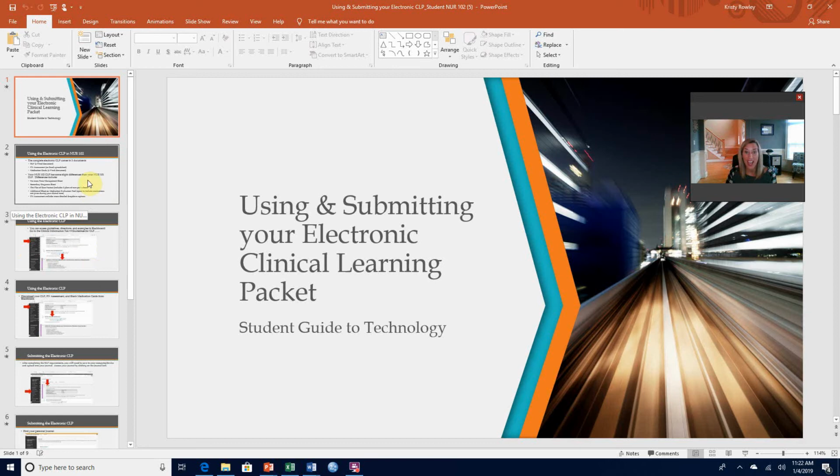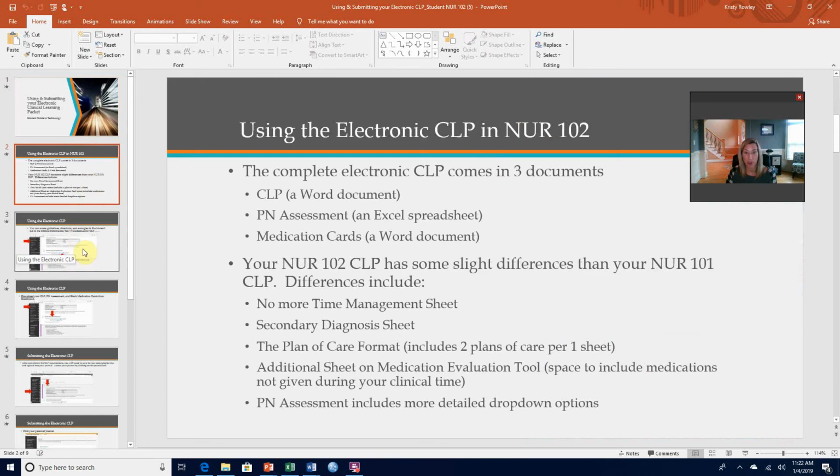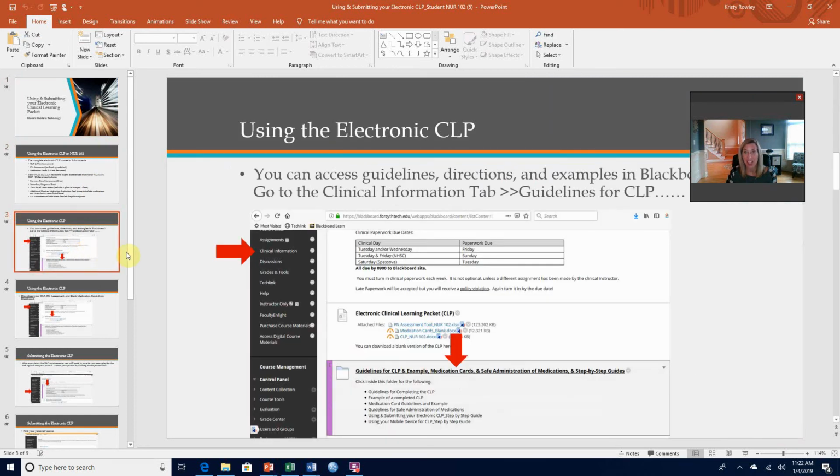So if they say, I don't know how to do my CLP, it is right here step by step. I put the little arrows in here for that person that's not so computer savvy, so they can actually follow this. It says, hey, click here on your clinical information tab, and then go to the guidelines for your CLP.